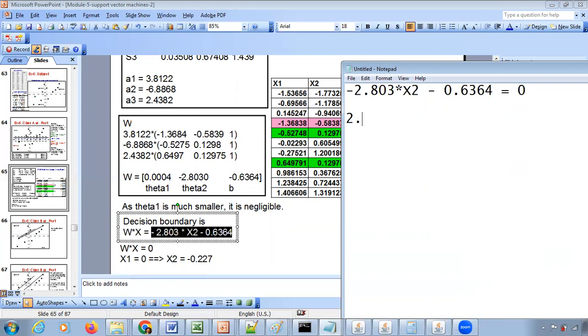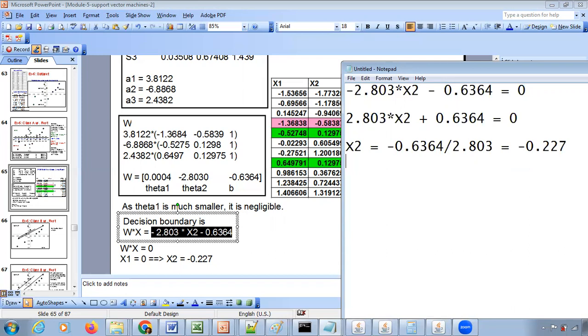You can actually divide by minus 1 on both sides. So this is plus 0.6364 equals 0. So x2 is going to be simply negative 0.6364 divided by 2.803, and that's negative 0.227. So x2 equals negative 0.227 is a cutoff. And remember, this is our equation for wx, w times x equals 0.